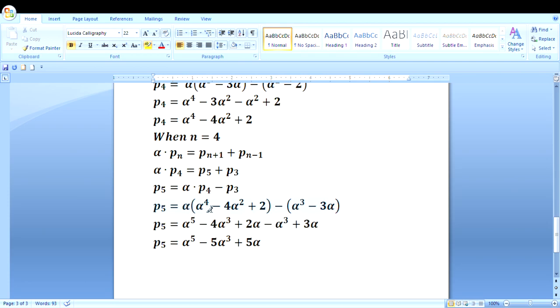So multiplying alpha through in this bracket will give this expression here. Okay, up to this point. This minus, when opened, becomes minus alpha cube plus 3 alpha. So simplifying the expression here, p5 is equal to alpha raised to power 5 minus 5 alpha cube plus 5 alpha. Okay, this is typically the value of the expression s raised to power 5 plus 1 over s raised to power 5. There are other ways you can do it, but this is more unique.